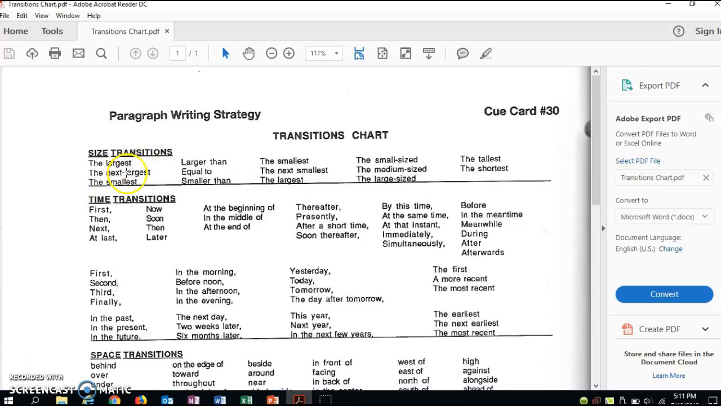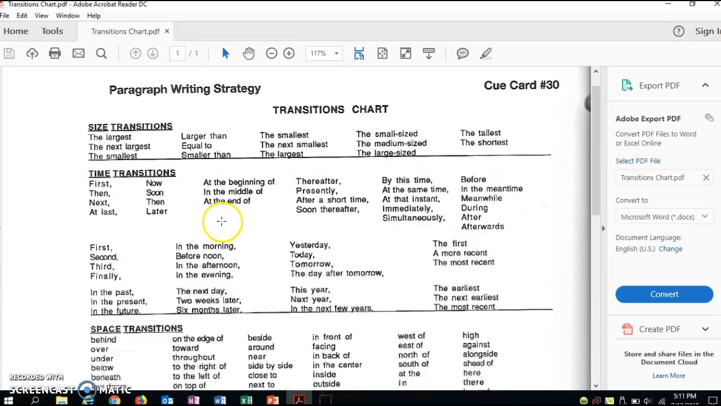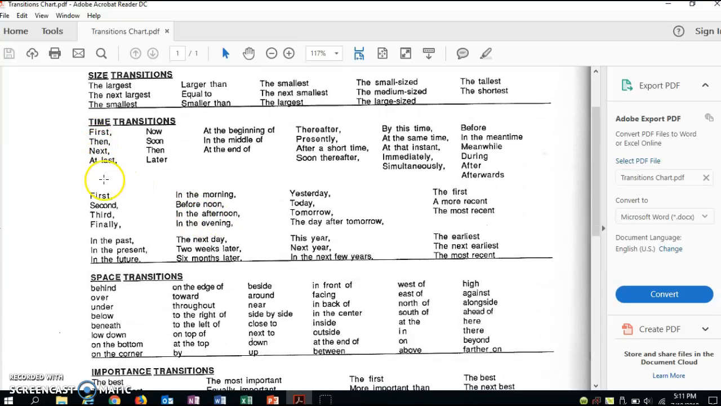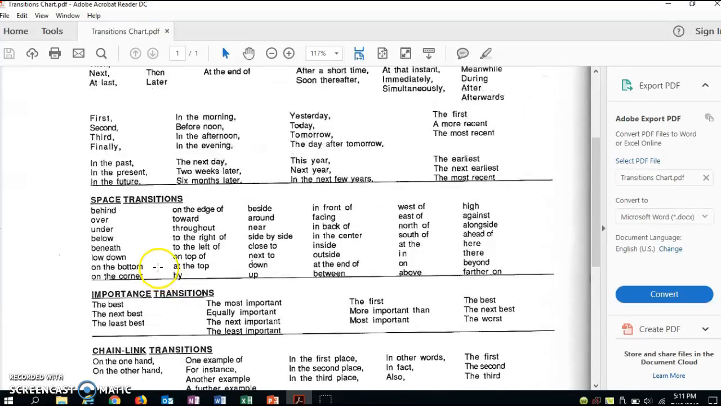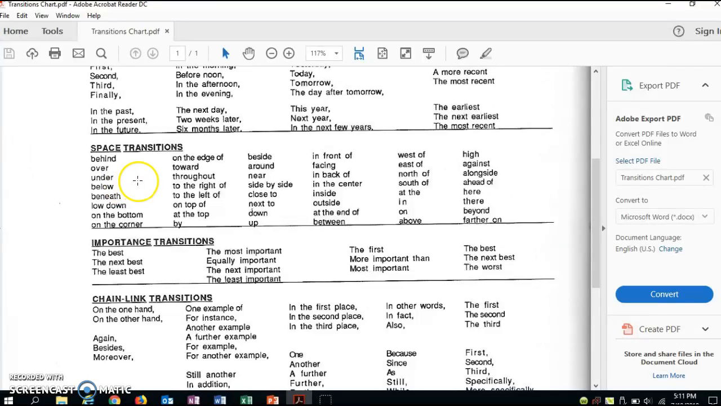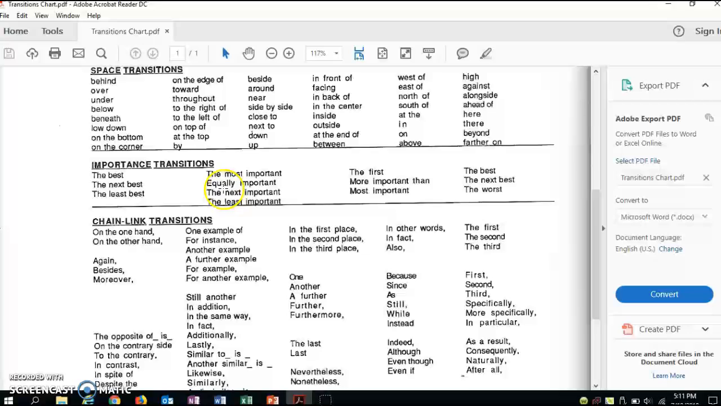But there are size transitions here. Most of those talk about largest or smallest, because that's the biggest thing about the size transitions. Time transitions: first, second, third, past, present, future, morning, noon, afternoon, evening, good transition things. So there are many ideas here. Time of day, yesterday, today, tomorrow. Space transitions go into those space words like behind, over, under, below, on the top of, to the right of. Importance transitions use important in most of those. Best is another thing, or the worst.